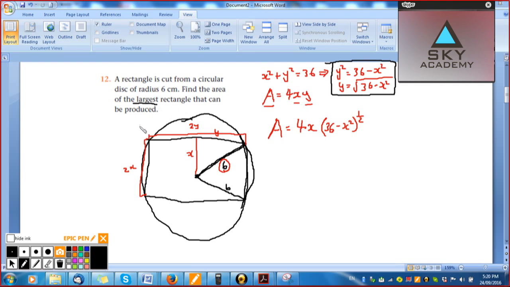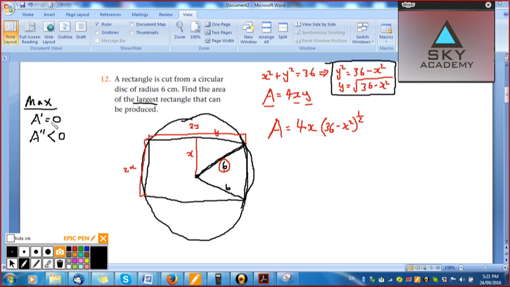Now, how do we find the largest area of the rectangle? Maximum value. When do we have a maximum? When y dash is equal to 0 and y double dash is less than 0. In this case it's not y, it's going to be A. So it's when A dash is equal to 0 and A double dash is less than 0.